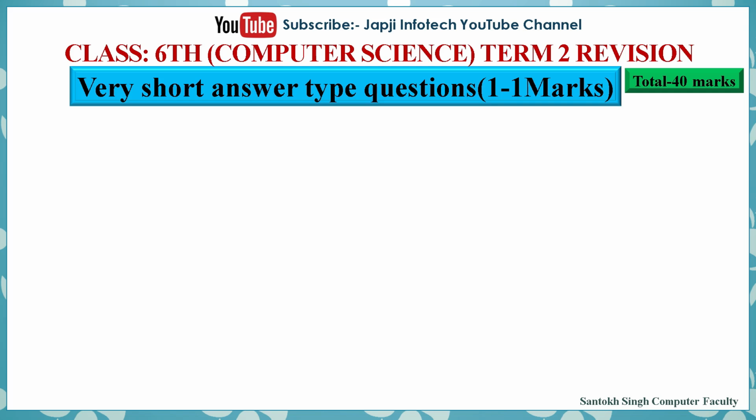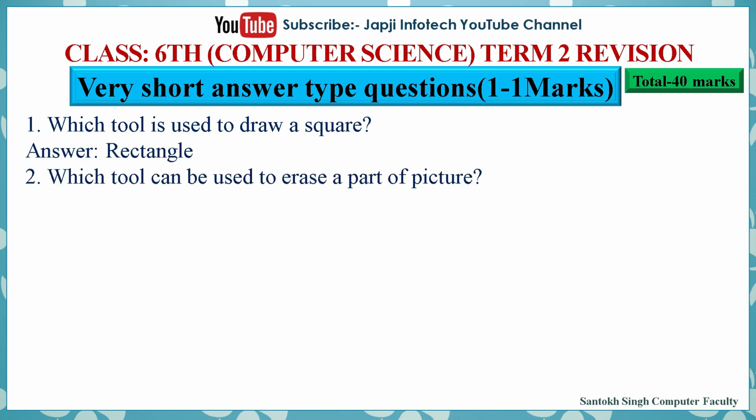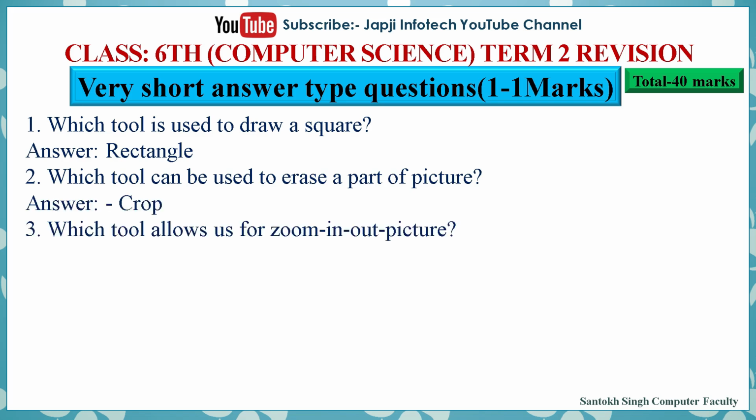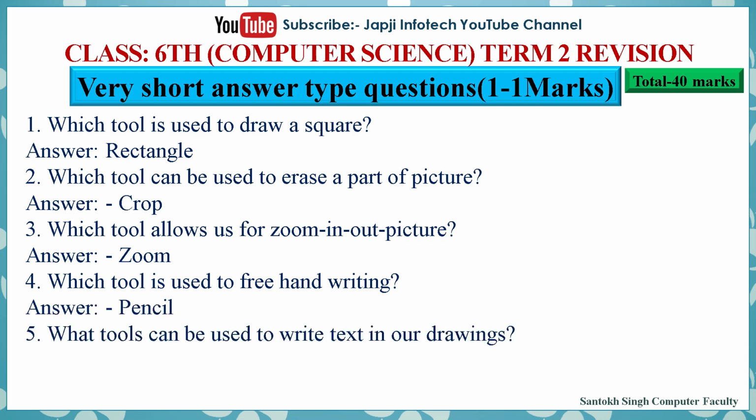So now we will read very short answer type questions. These will also be 1 mark each. First question is which tool is used to draw a square and your answer is rectangle. Second one is which tool can be used to erase a part of picture and the answer is crop. Third one is which tool allows us to zoom in and out of a picture and the answer is zoom option. And fourth one is which tool is used for freehand writing and the answer is pencil tool. And fifth one is which tool can be used to write text in our drawing and the answer is text tool.